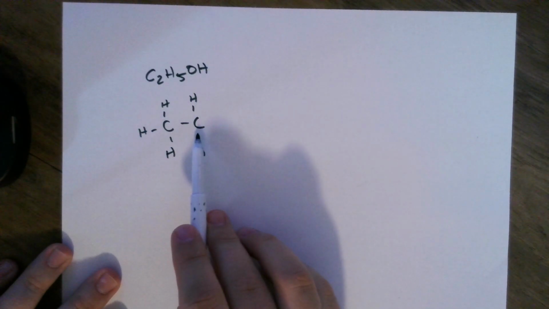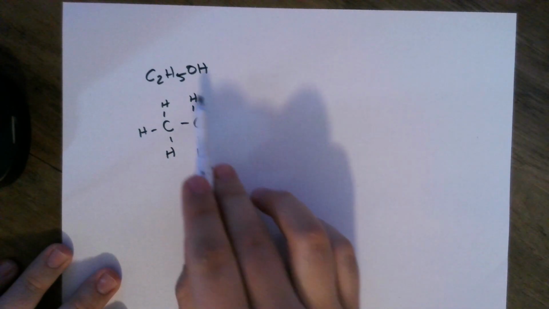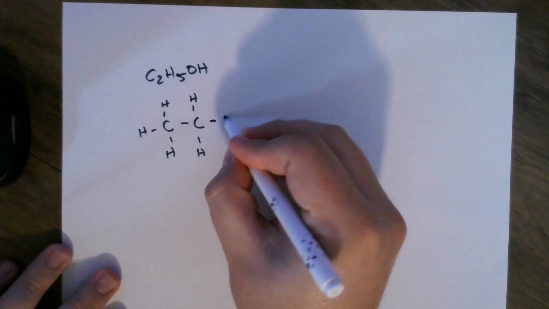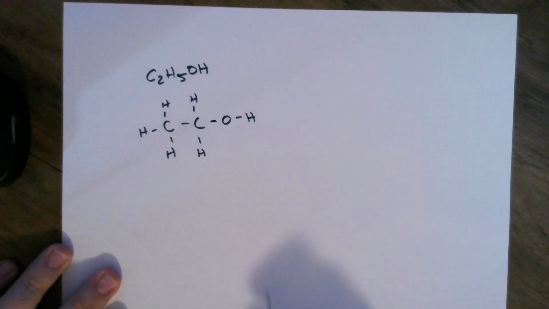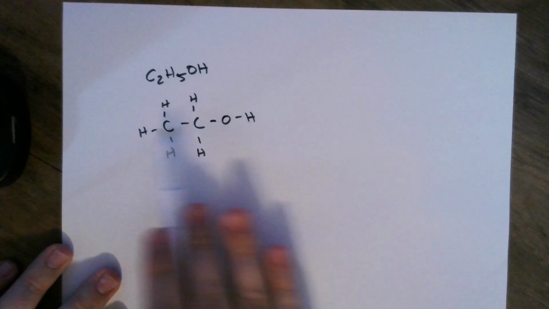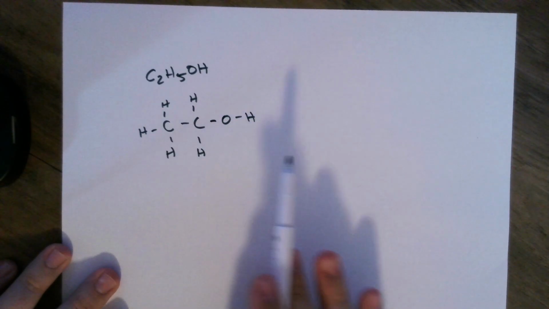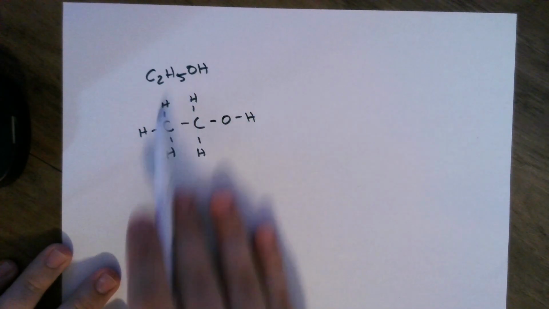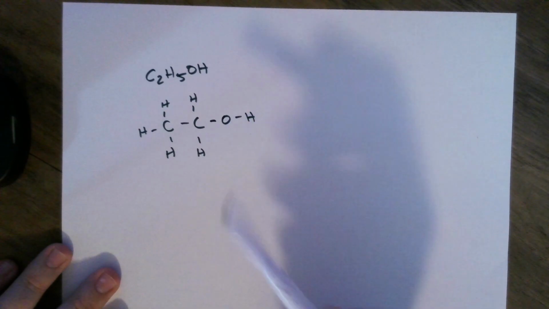But this carbon has 3 bonds now. It can take 1 more. So it's going to bond to this O and H. It's written like this just to help you draw the structure. C2H5OH. The O and H are attracted to each other.